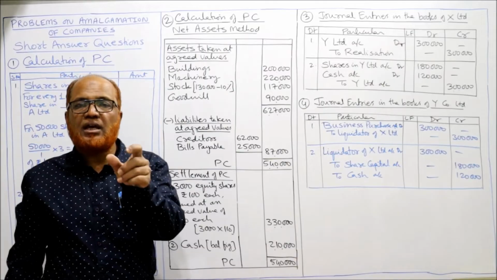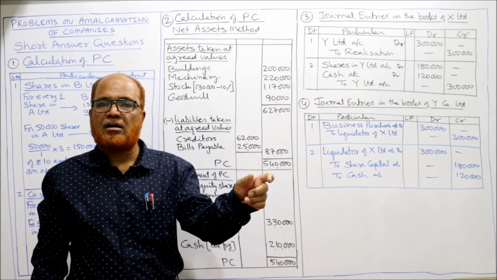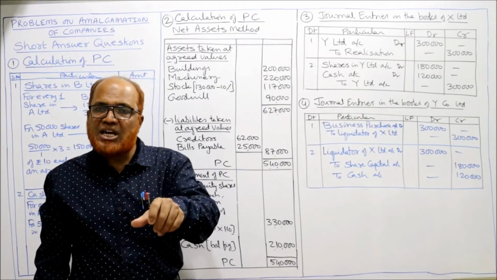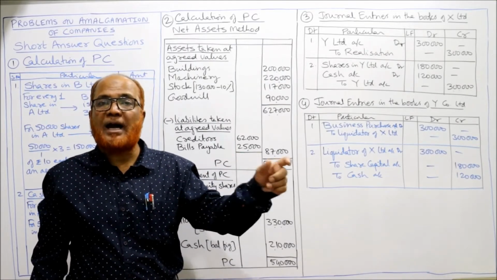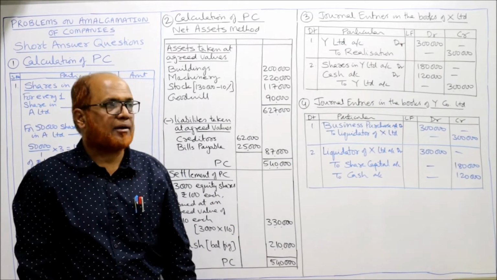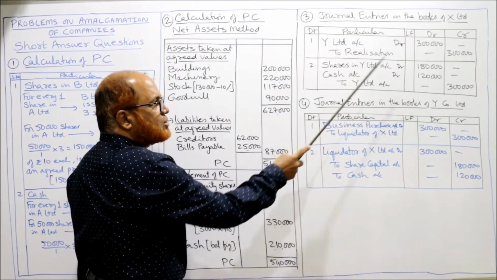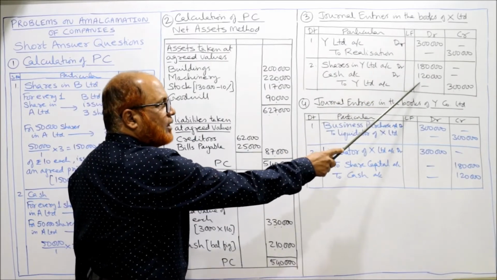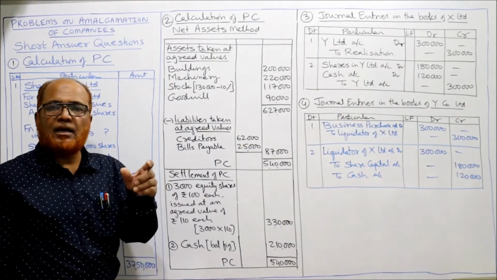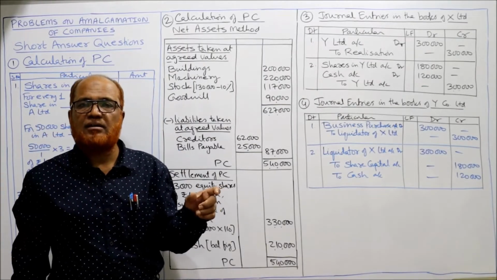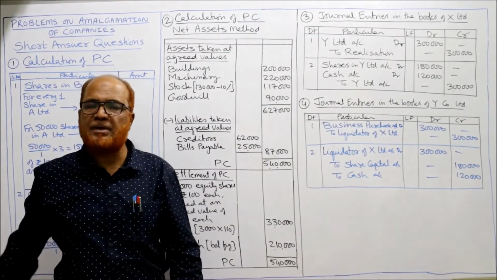So the entry will be: Equity Shares in Y Limited account debit 1,80,000, Cash account debit 1,20,000 to Y Limited account 3 lakh. Shares in Y Limited account debit 1,80,000. Cash account debit 1,20,000 to Y Limited account 3 lakh. Being the PC received. So first entry being the PC due, second entry being the PC received.